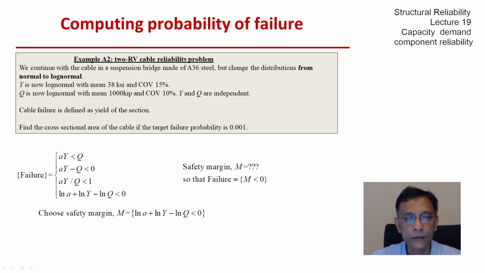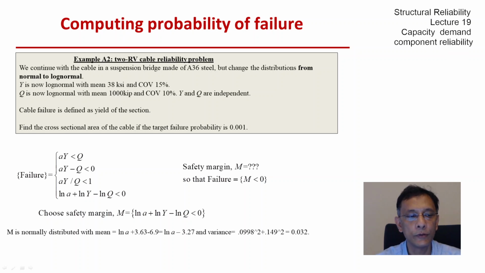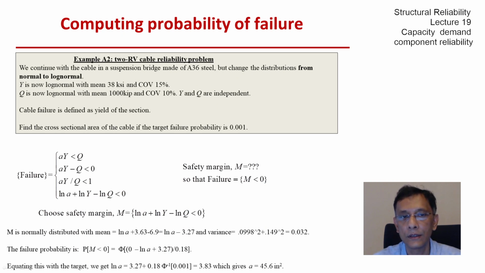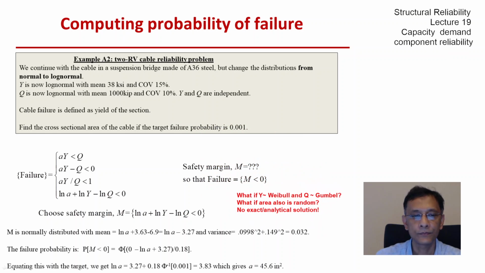And now it's again straightforward. We have solved such problems before. We come up with the statistics of M in terms of A, the unknown cross-sectional area, and impose the condition that the failure probability is 0.001, and that gives us an answer slightly lesser than the previous case. It's 45.6 square inches.